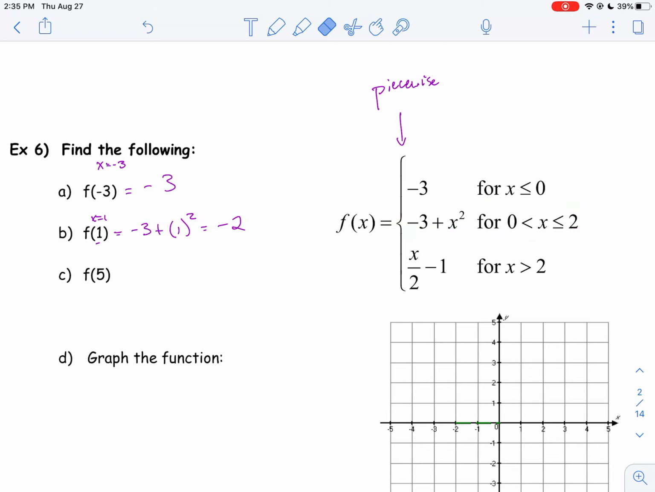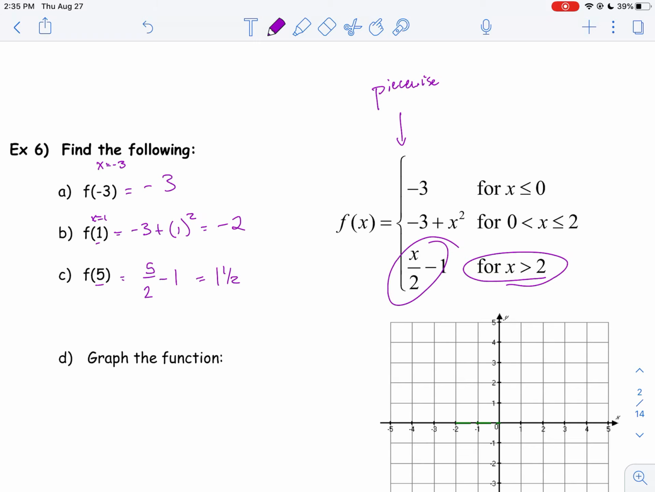You can see the last one here, f of 5. X's value here is greater than 2. So I use this piece. So I have to put 5 in place of x. That gives me 1.5.